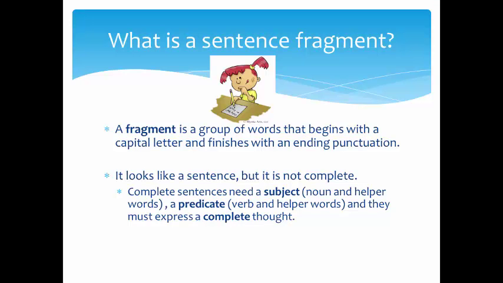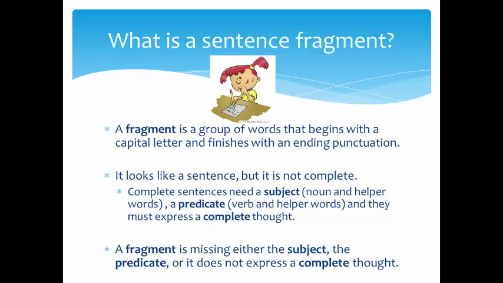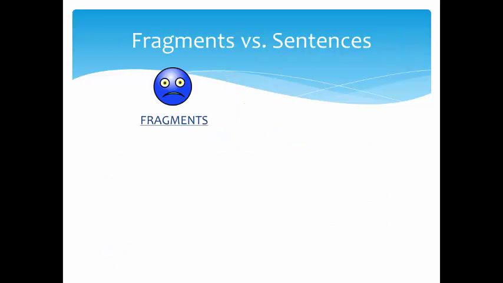Complete sentences need a subject, which is a noun and helping words, a predicate, a verb and helping words, and they must express a complete thought. A fragment is missing either the subject, the predicate, or it does not express a complete thought. Fragments versus sentences. Let's look at both of them so you can start to see the difference.